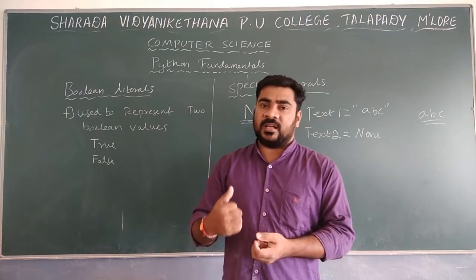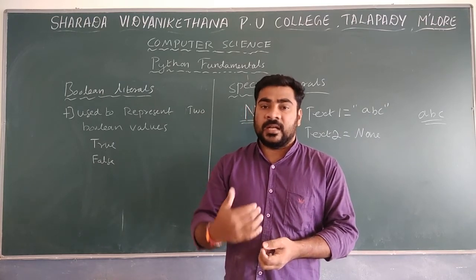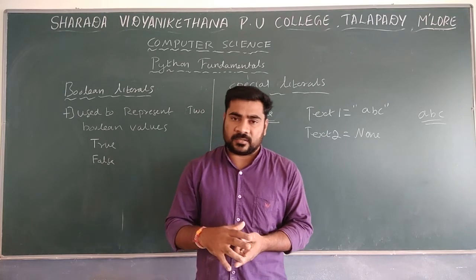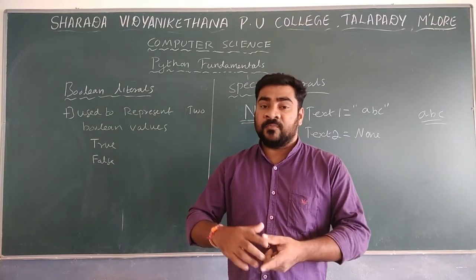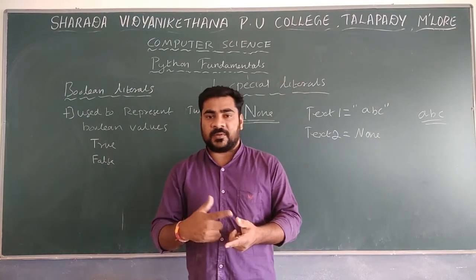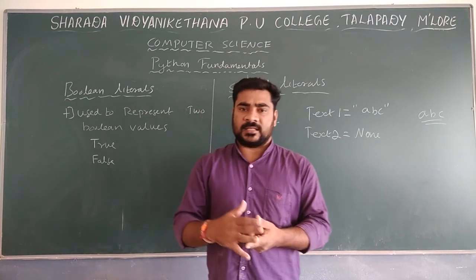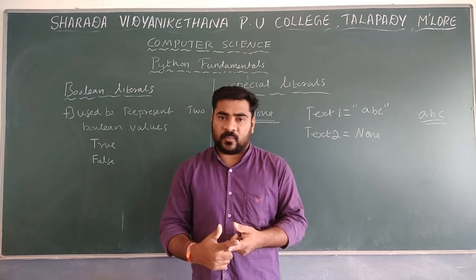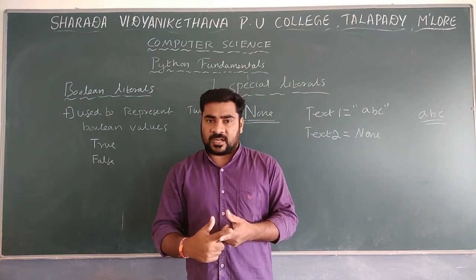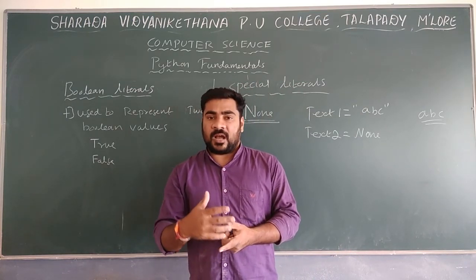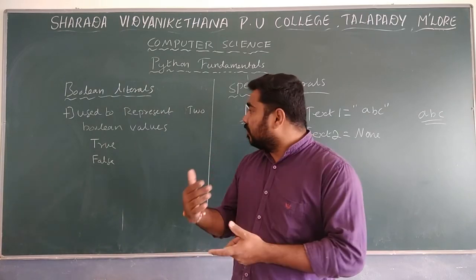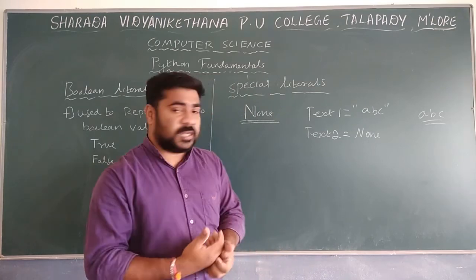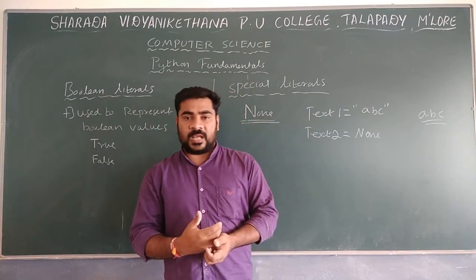After that we discussed numeric literals. In case of numeric literals, the first is the integer type, then floating point, and also the complex type. In the integer type there are three types: decimal, octal and hexadecimal. In floating point there are again two types: the fractional part and the exponent part. Then we covered Boolean literals, and last, special literals. These are the different types of literals.